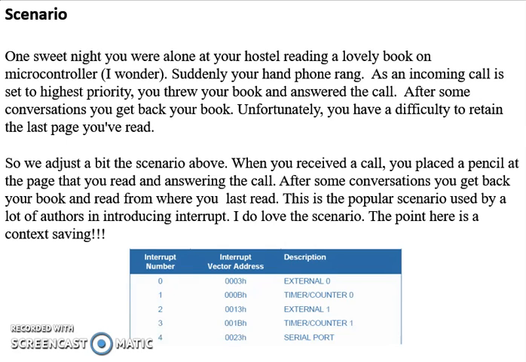So we adjust the scenario above a bit. When you receive a call, you place a pencil at the page that you read and answer the call. After some conversation, you get back to your book and read from where you last read. This is the popular scenario used by a lot of authors in the introduction of interrupt. I do love the scenario. The point there is context saving.